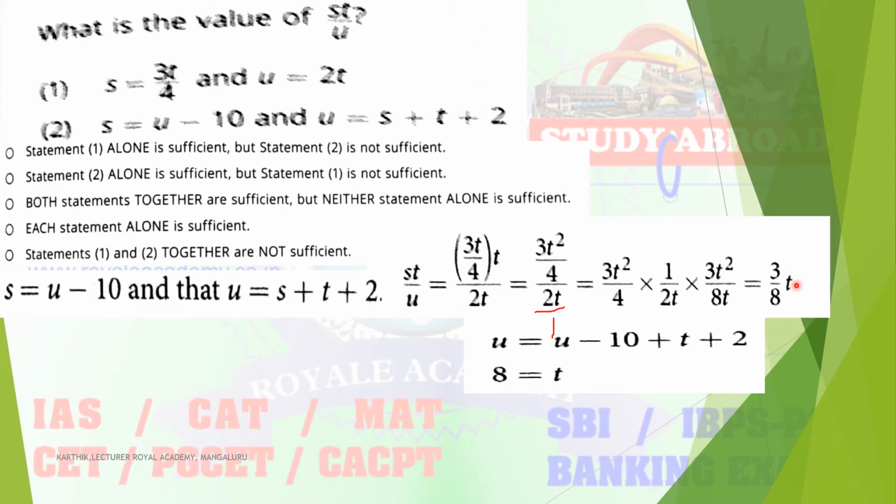Then last, club together statement 1 and statement 2. In statement 1 we need t, and we don't know the value of t. From the second statement you get the value of t. Substitute it into the first statement and you can find the value of st divided by u. So which answer is correct? Option C is correct. Both statements together are sufficient to find the answer of st divided by u.